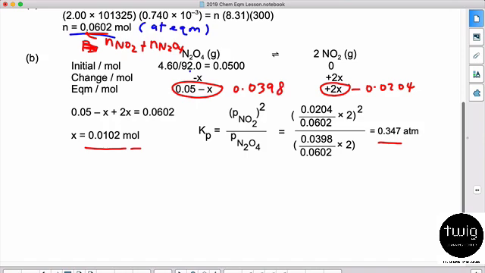Mole fraction times total pressure, you should get this value. Check why some of you have numbers that are a bit off. So check again, see why some of the numbers are a bit off. Alright, let's move on.